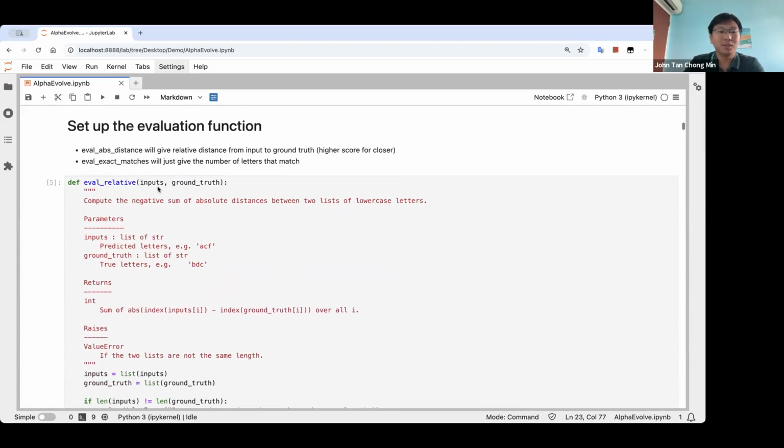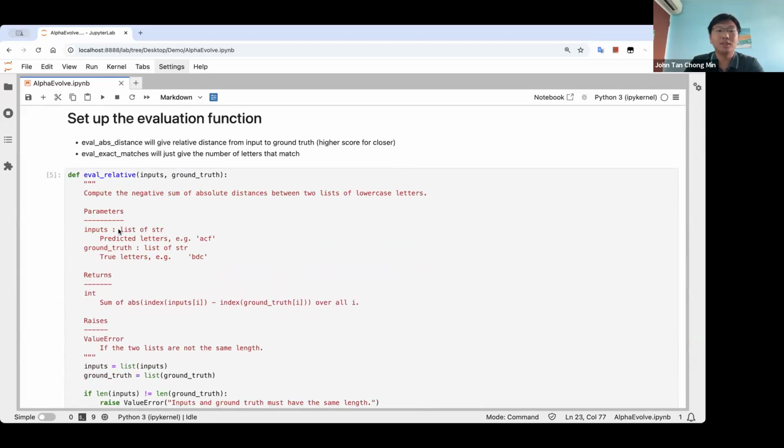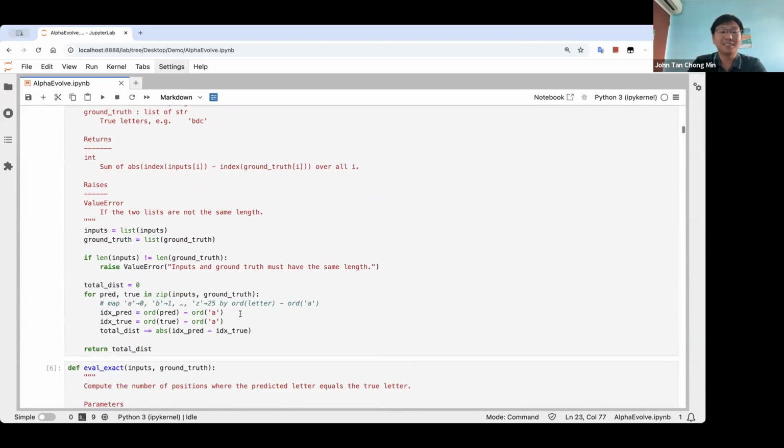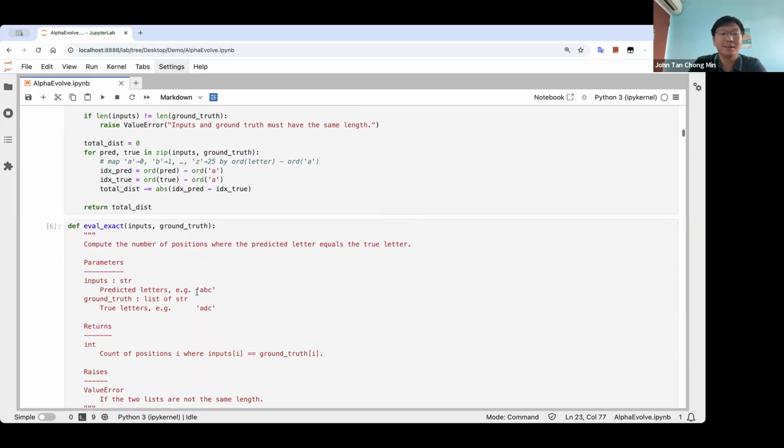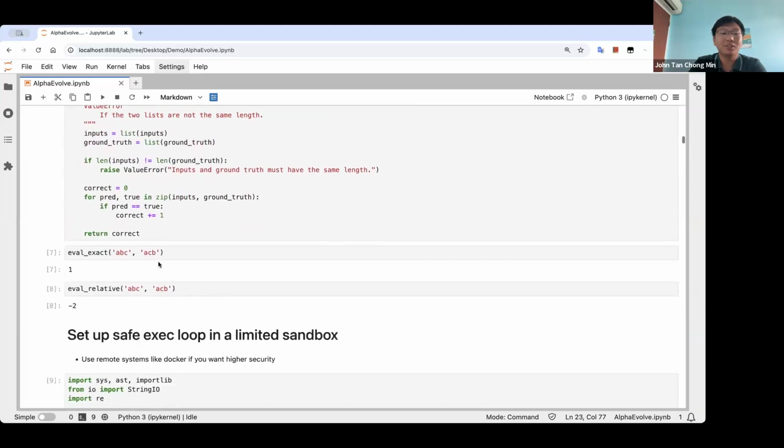Over here, we set up some evaluation functions. The first one looks at the absolute distance between the inputs and ground truth for each letter. I thought this would work better. Surprisingly, it doesn't. Next, we have the number of correct letters. Like ABC and ADC will give you 2, because A and C are correct. So you can see how it works. Eval exact will give you 1 between ABC and ACB because A is the same. Eval relative between ABC and ACB will give you -2, because there's 1 letter difference in B to C and C to B. So this is how the eval works.